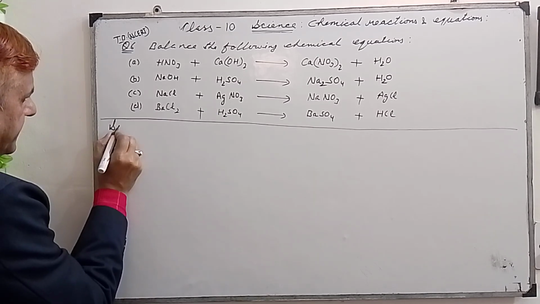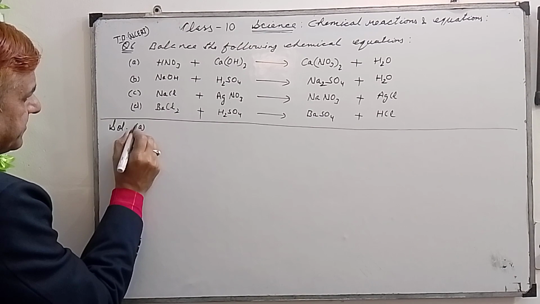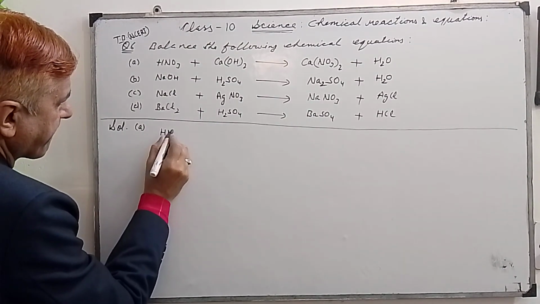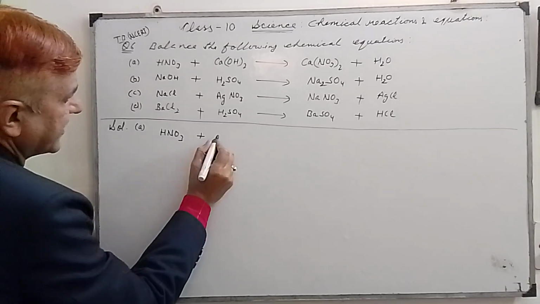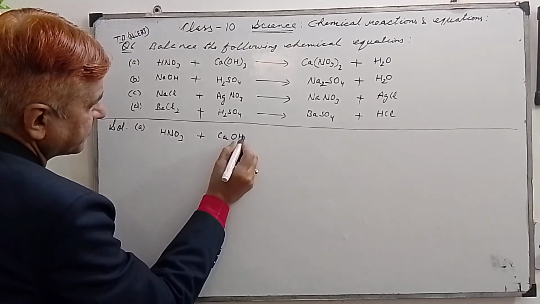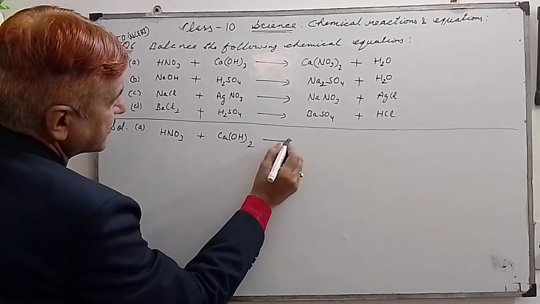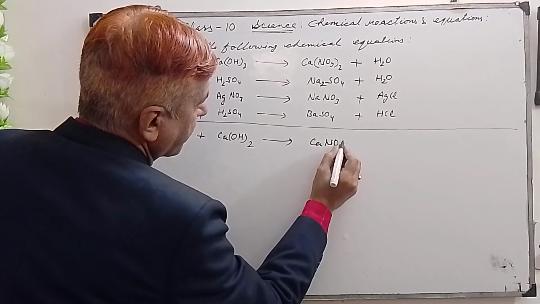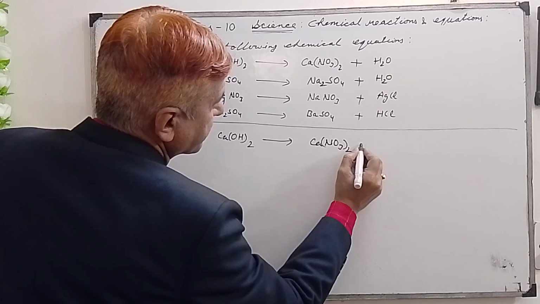So solution, first part: HNO3 plus calcium hydroxide is equal to calcium nitrate plus water.